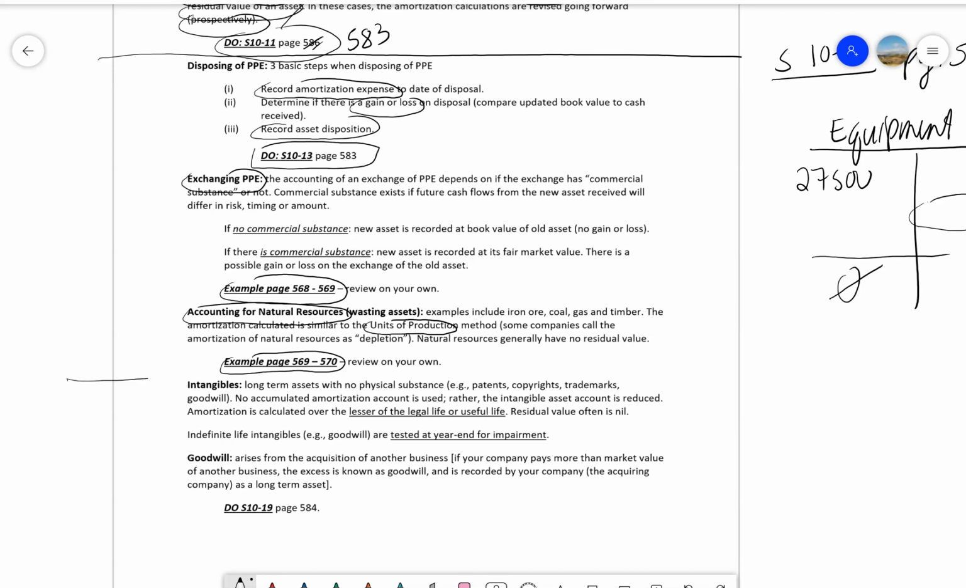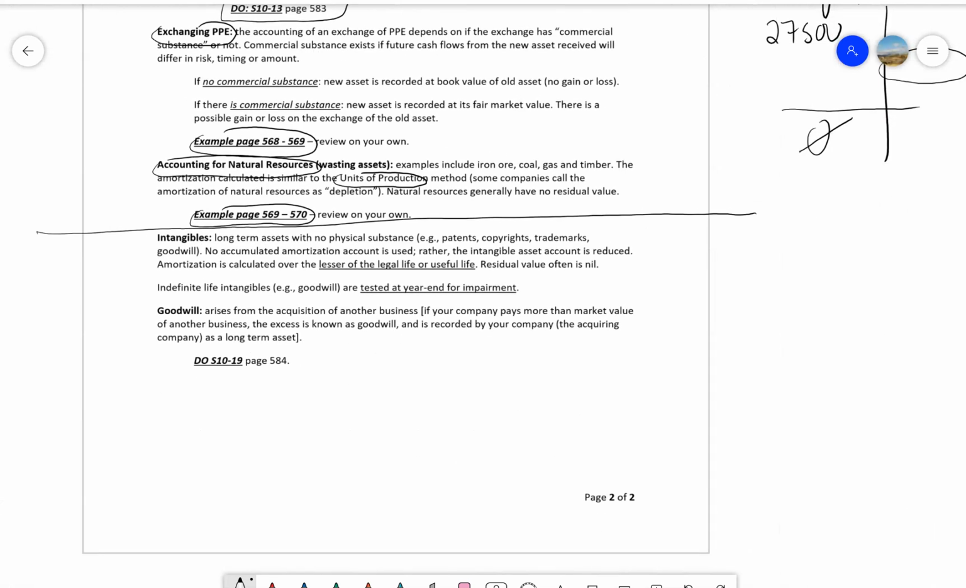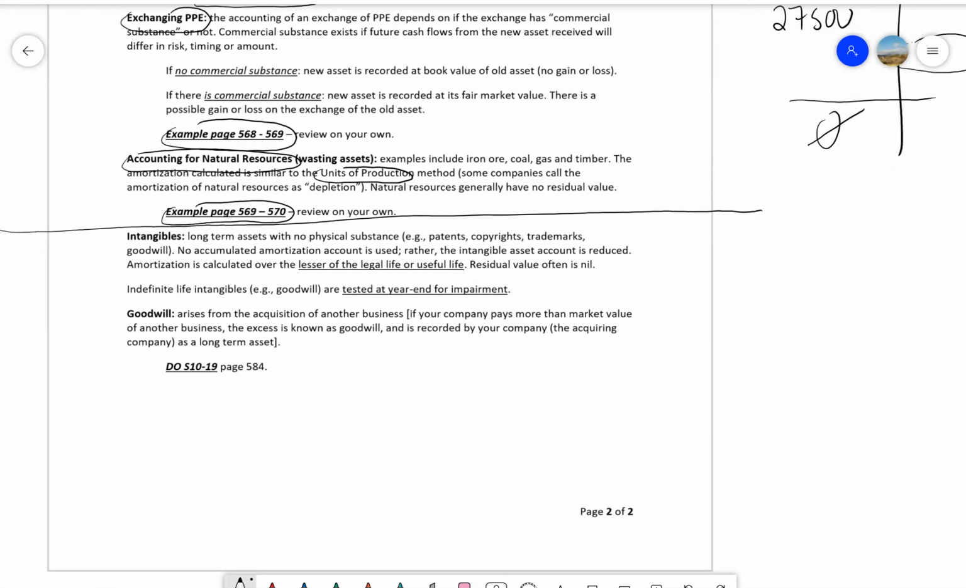The last two topics in Chapter 10 talk about intangibles. Now, intangibles are assets that have no physical substance. So remember we talked about tangible assets at the beginning? Tangible assets you can see, feel, and touch: building, equipment, car, land. Intangibles have no physical substance, but they have value. Things such as patents, copyrights, trademark, also goodwill. Those are called intangible assets.